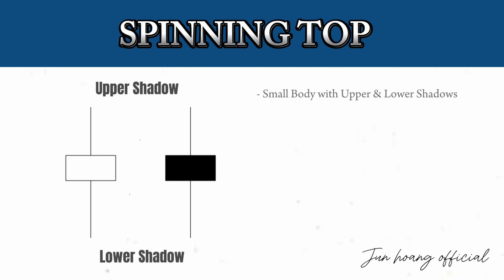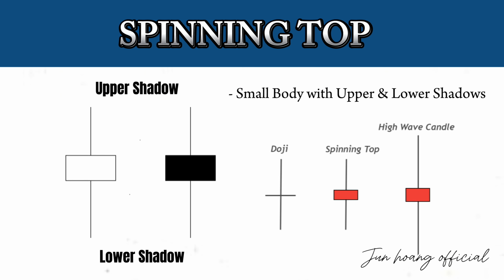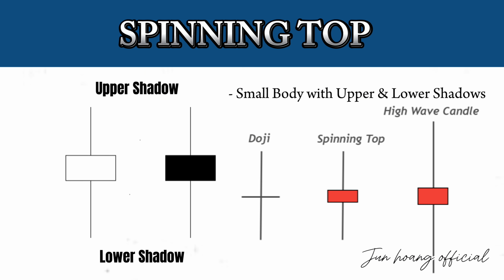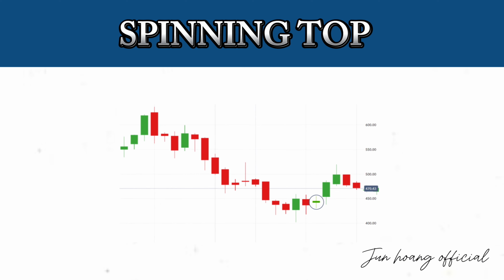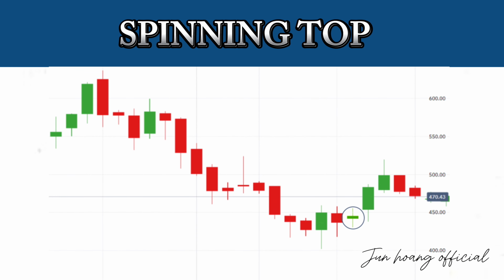Spinning top. A spinning top has a small body with upper and lower shadows, but these shadows are typically not significantly longer than the body. The length of the shadows can vary, but they are usually not much longer than the body itself. The key characteristic of a spinning top is its small body relative to the shadows, indicating indecision in the market.